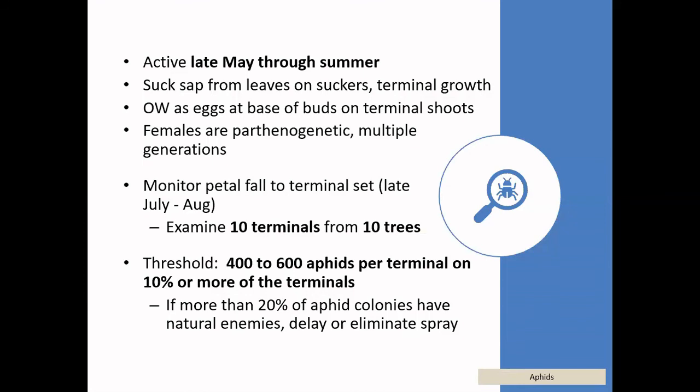So green apple aphid is typically active late May all the way through summer. Looking at terminals from approximately 10 trees can help with identifying population pressure. The threshold is actually quite high for green apple aphid. The trees can really withstand high populations of this pest, but also keep in mind the presence of beneficials to help keep some of these populations at bay.